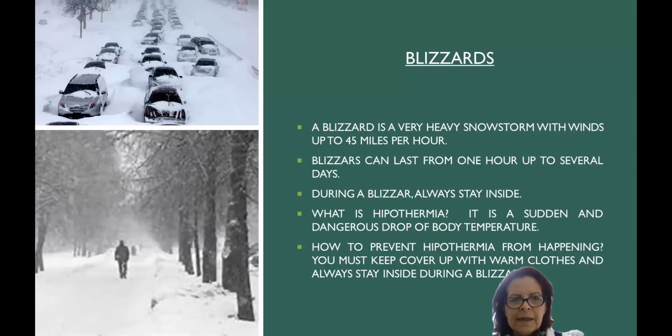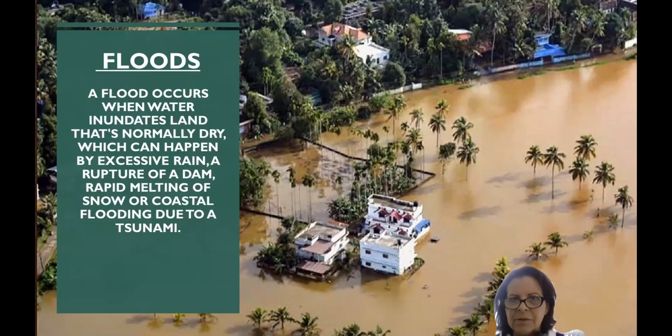The next natural disaster is blizzards. A blizzard is a very heavy snowstorm with winds up to 45 miles per hour. A blizzard can last from 1 hour up to several days. During a blizzard, always stay inside. Temperatures are very low, and that can produce hypothermia. What is it? It's a sudden and dangerous drop of body temperature. How to prevent hypothermia? You must keep covered up with warm clothes and always stay inside during a blizzard.